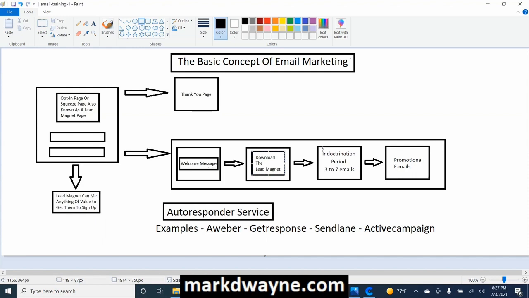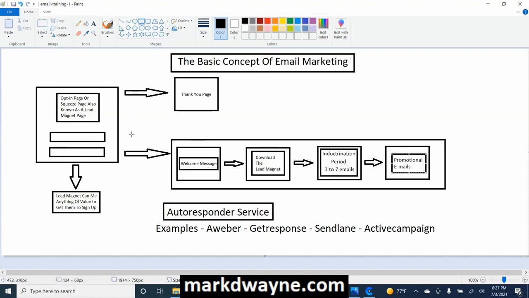So you send them some friendly emails called indoctrination emails, for a period of 3 to 7 emails. Those should be spaced out at least one every other day. Then after you do that, they know who you are, so you can start sending them promotional emails.